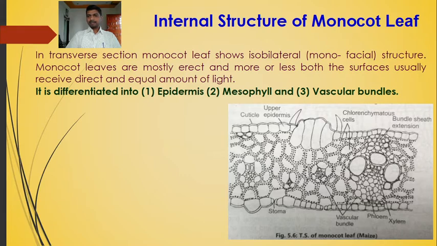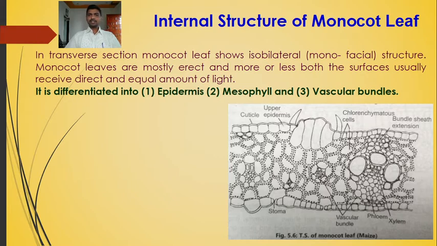So here the palisade tissue is present below the upper epidermis as well as the lower epidermis. So it is a monofacial structure, while in the case of dicot the mesophyll is divided into two types of tissue, that is the palisade and spongy tissue. The palisade is restricted to below the upper epidermis, while the spongy tissue is present below the lower epidermis. So it has a bifacial structure.